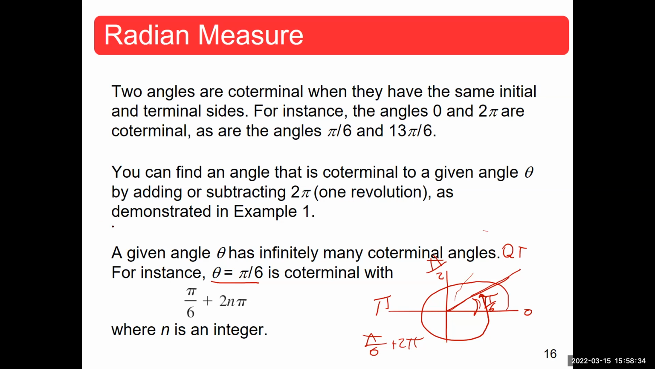So how do I say I can go around forever? I can say pi over 6 plus 2n pi. The meaning is n could be 1, 2, 3, 4. So n is the number of revolutions, because 2 pi is 1 revolution. If I multiply it by n, it's going to give me any number of revolutions.